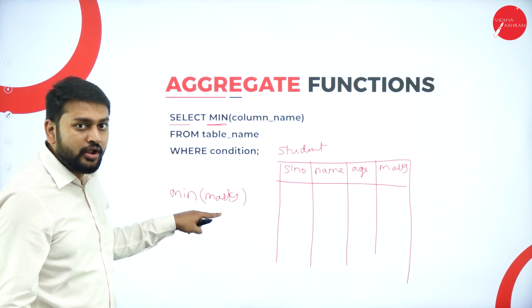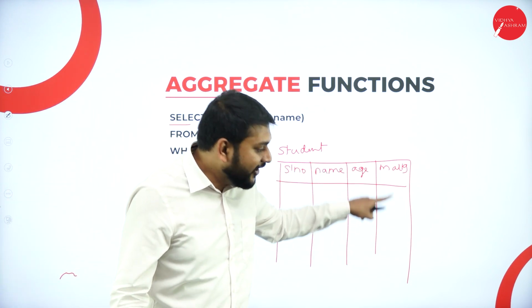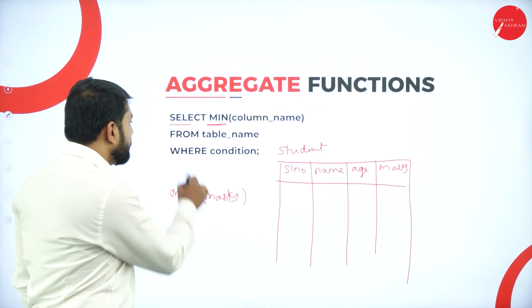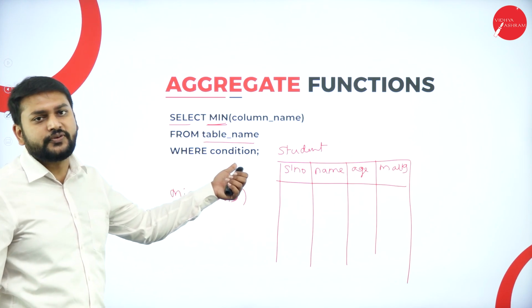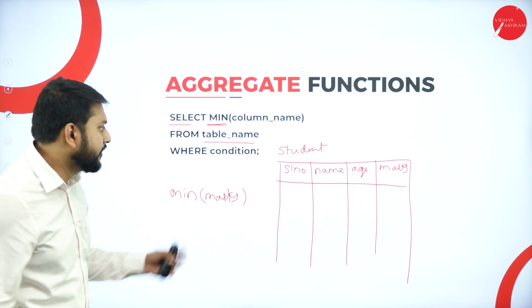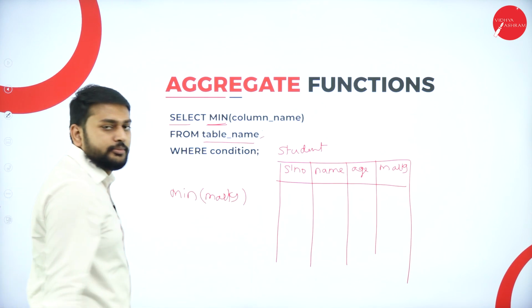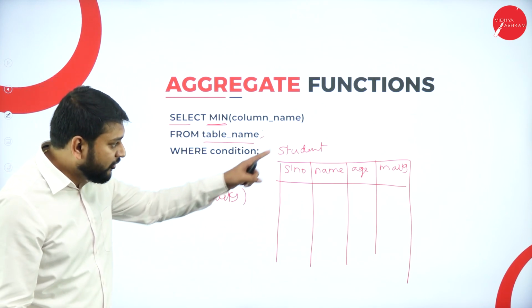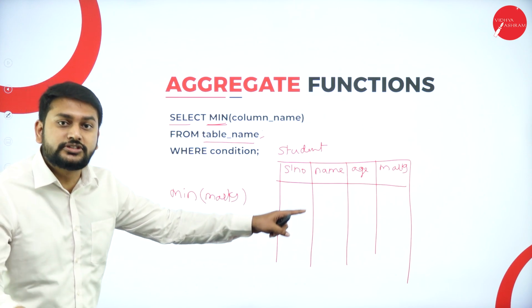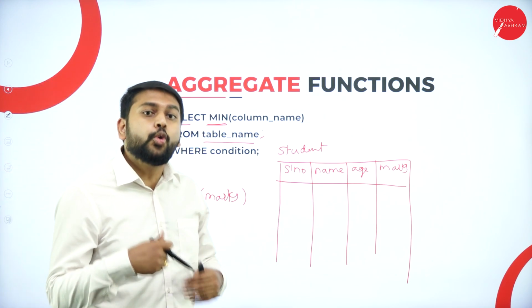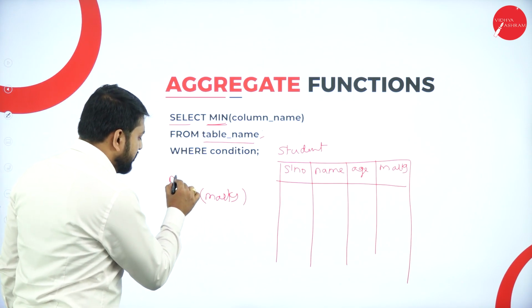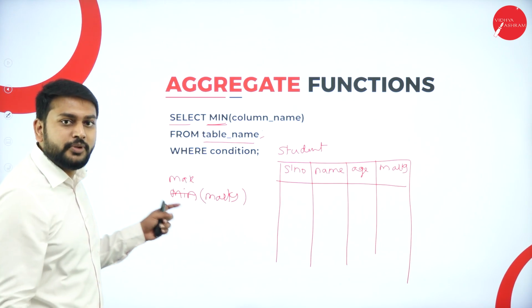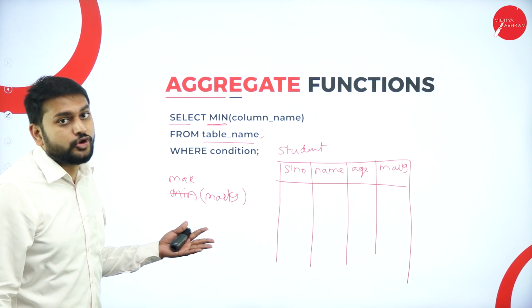So SELECT MIN will give the minimum value from this column. FROM, you will give the table name. If you have any conditions, you can specify that in the WHERE clause. Otherwise, you can just use the semicolon here itself to get the minimum value from that column. Suppose I want to find who has scored highest, then I will simply replace min with max. Instead of min, I will use the max. That's what you need to remember.